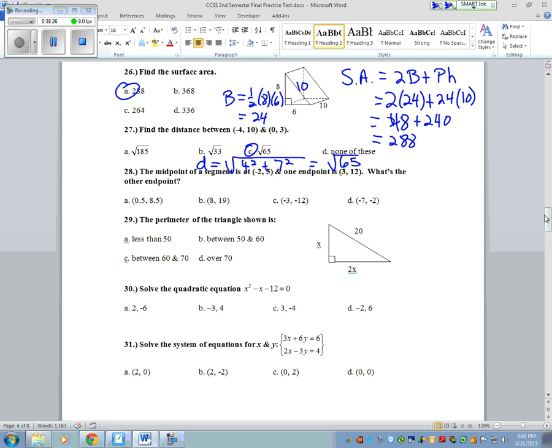What about the divided by 2 and stuff like that? So divided by 2, that's the midpoint stuff.